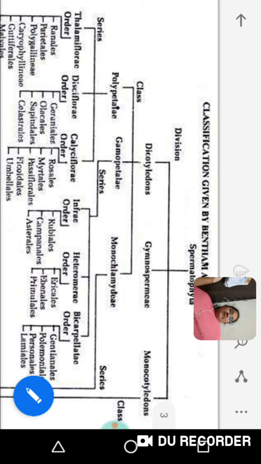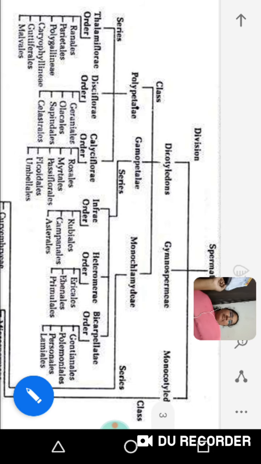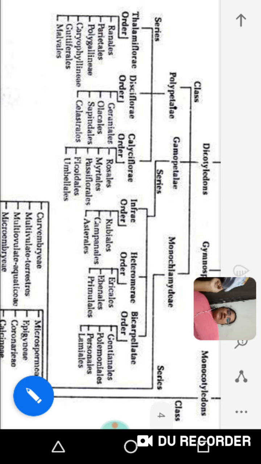Okay, and then class Dicotyledons is again divided into 3 subclasses, namely Polypetalae, Gamopetalae, and Monoclamidae. And then the subclass Polypetalae is again divided into 3 series, namely Thalamiflorae, Disciflorae, and Calciflorae. The Thalamiflorae series consists of nearly 6 orders, the Disciflorae series nearly 4 orders, and the Calciflorae series nearly 5 orders.